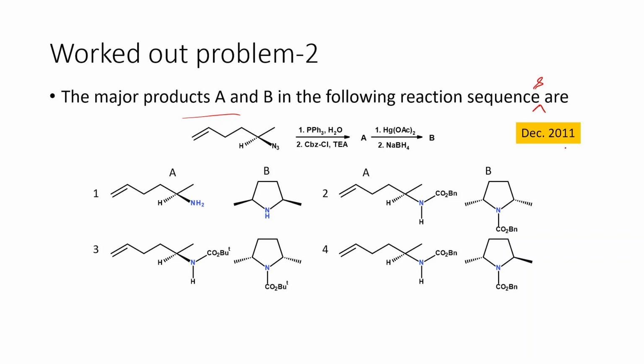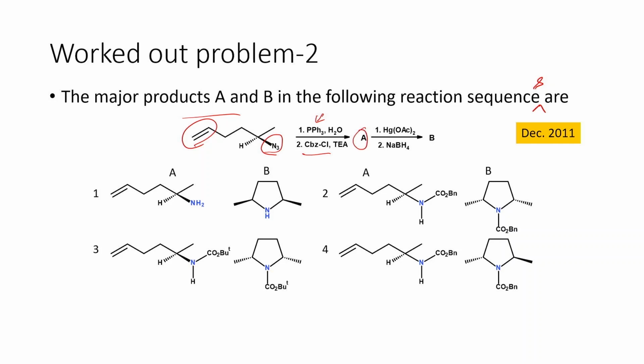This question was asked in December 2011. So here we have an azide unit that is present in the starting material. Alkene is also present. This is treated with triphenylphosphine and water in the first step. Then again CbzCl and triethylamine is used in the second step. That leads to an intermediate A.